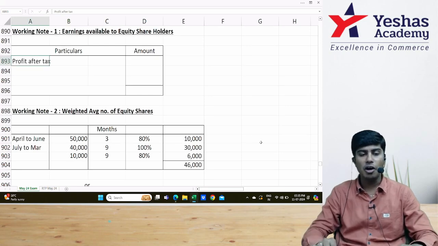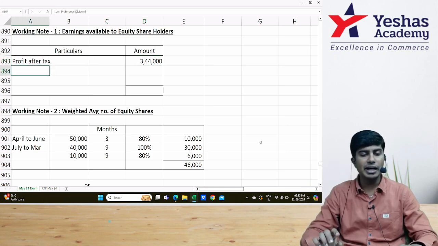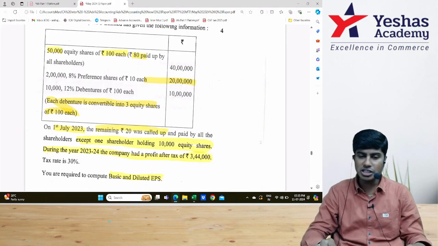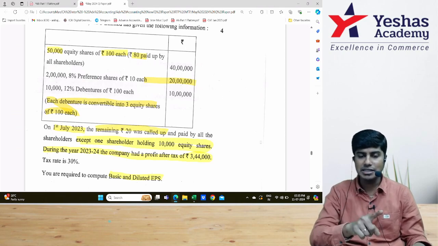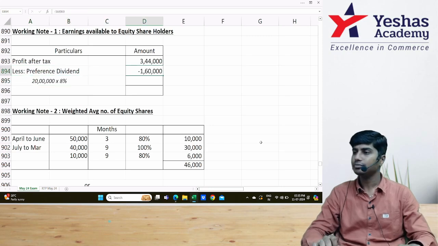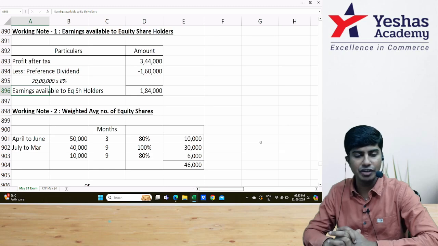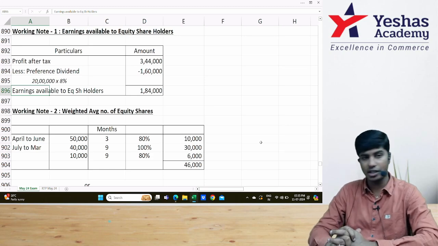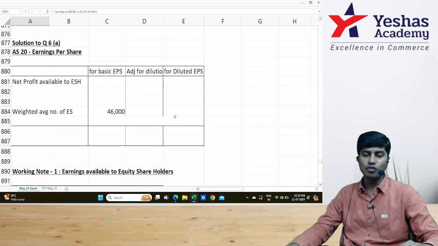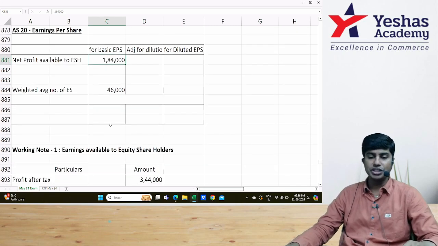How do I do this? Profit after tax given is 3,44,000. From this I would deduct preference dividend. How much is preference dividend? 8% of 20 lakh. 20 lakh into 8%. If I deduct 1,60,000, I will get 1,84,000 to be profits available to equity shareholders or earnings available to equity shareholders. 1,84,000 is numerator, which is to be divided among 46,000 shares.